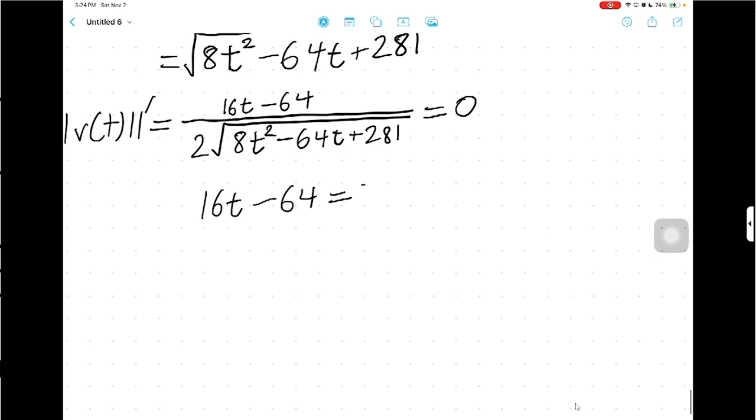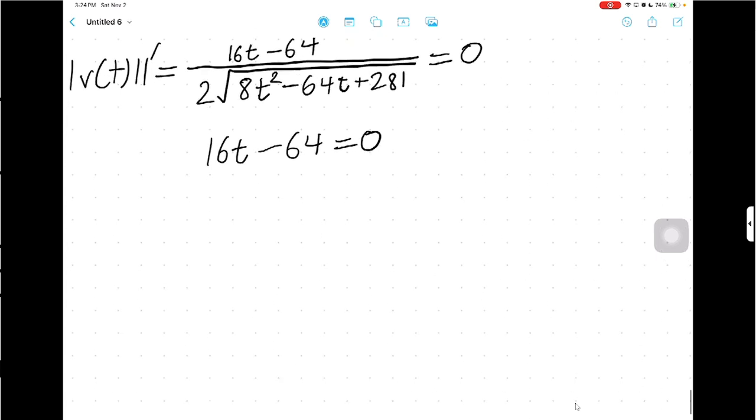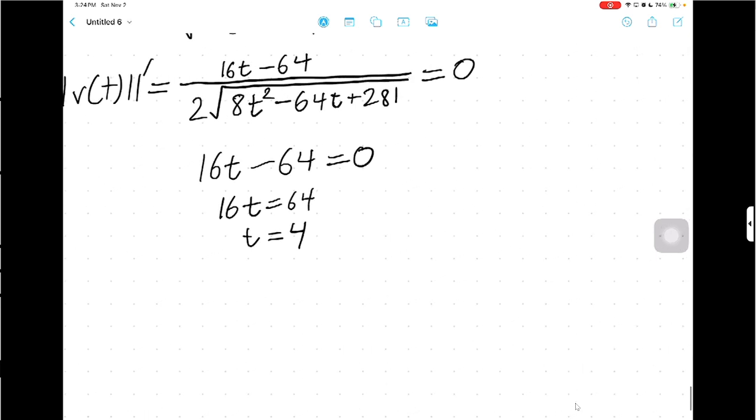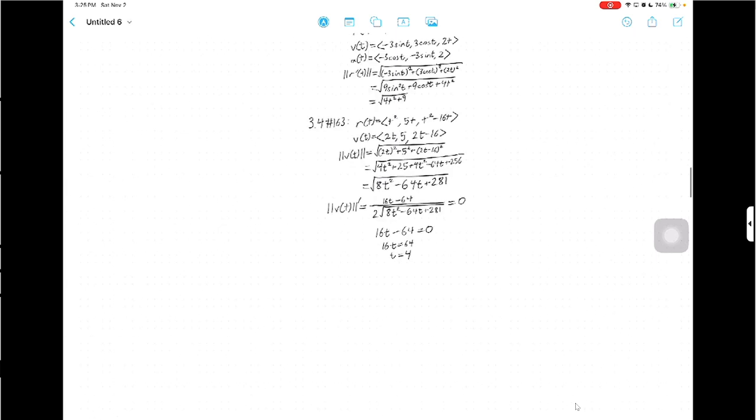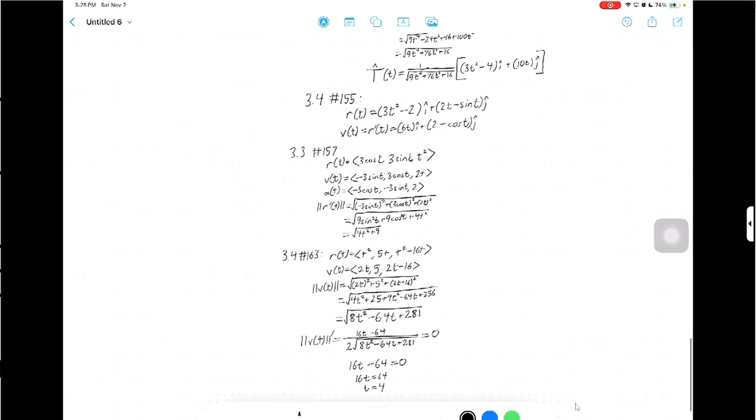16t minus 64 has to be equal to 0 because the numerator has to be equal to 0. 16t is equal to 64, and we get the minimum occurs when t equals 4. Awesome. 4.1.